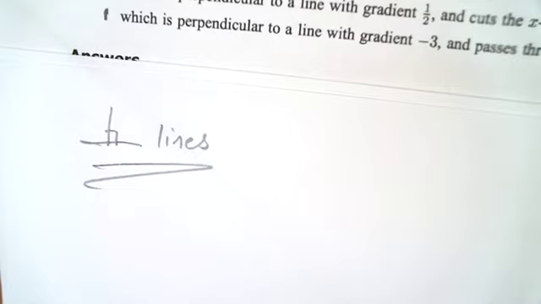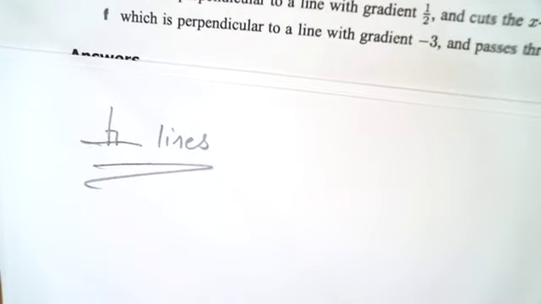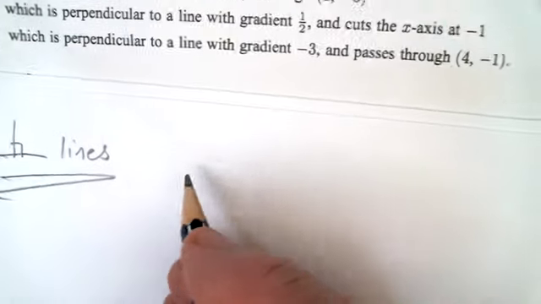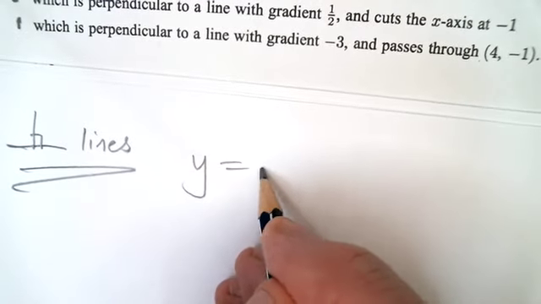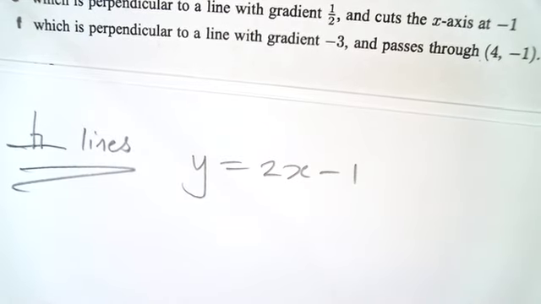Okay, let's have a look at this last bit. This is perpendicular lines. That's a symbol for perpendicular. And when we find a line that's perpendicular to another line, we can do it very simply. So if I, for example, had an equation that was y equals 2x minus 1, let's do that one, and I want something perpendicular to that.